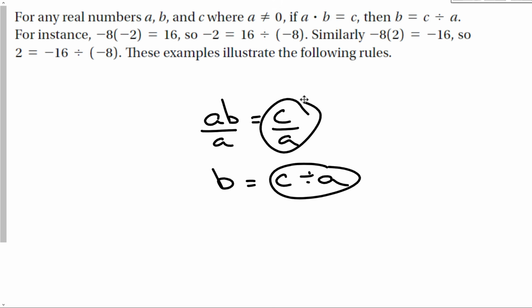We try to use fraction notation for most of our division when we're solving equations and when we're using division in practical applications. But you should know what the division symbol looks like and try not to get too confused by it. Okay, so here's an example. Negative 8 times negative 2 is positive 16. So if I were to divide both sides by negative 8, we would have negative 2 is equal to 16 divided by negative 8, and vice versa.